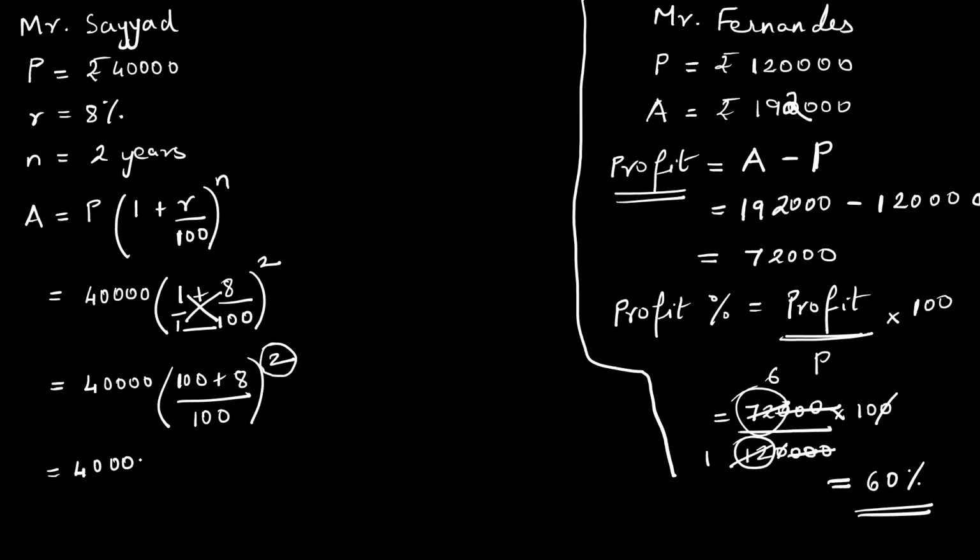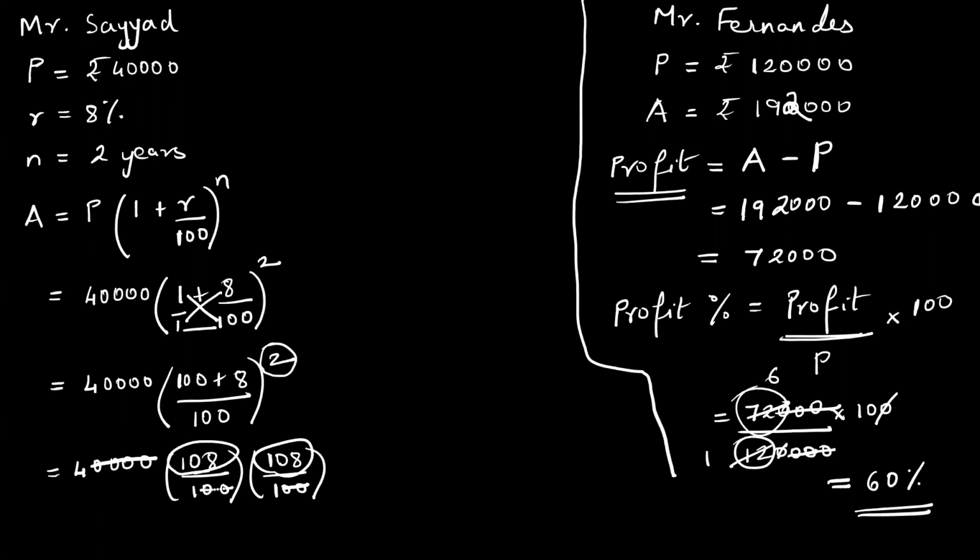So what is 100 plus 8? 108 upon 100 into again 108 upon 100. Can I cancel? You can cancel the zeros of 100 and 40,000. Both the zeros here and all 4 zeros will get cancelled. Now multiply 108 into 108.